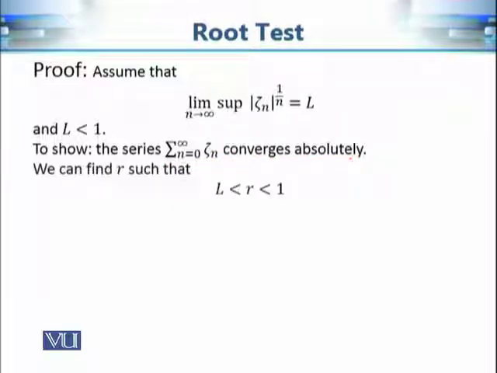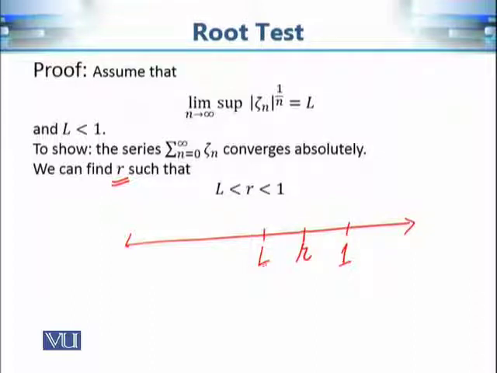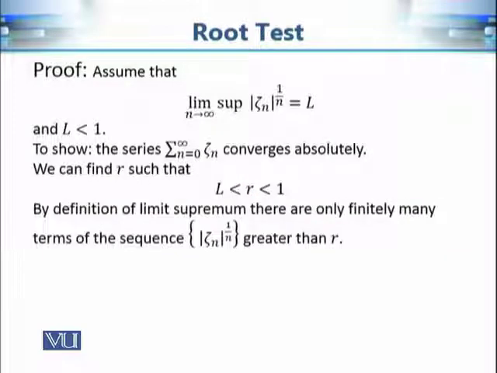Okay, now if L is less than 1, so let's say this is the real line and this is our L and this is 1, and over here L is less than 1, then between L and 1 there are infinitely many real numbers. Let R be one such number such that R lies between L and 1. Using properties of real numbers, it is a very simple situation that of course there will be some R that lies between L and 1. Now by definition of lim sup, there are only finitely many terms of the sequence greater than R. Now why is this the case?